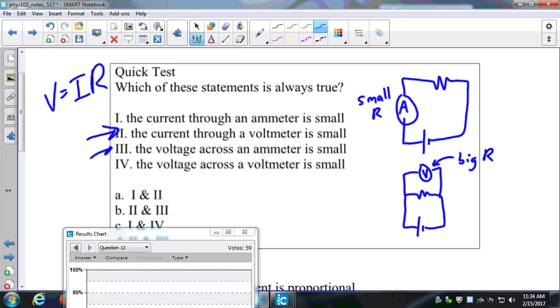Now the voltage across the voltmeter is the same as it is across here. Capacitors, we have the same thing. Caps in parallel have the same voltage. Well, it turns out the resistors in parallel have the same voltage too. Whatever voltage I have here, I have here. That's why we set it up like that. And so, if this has a big voltage, then this also has a big voltage. So 4 might be true sometimes if the resistor has a small voltage, but not always.